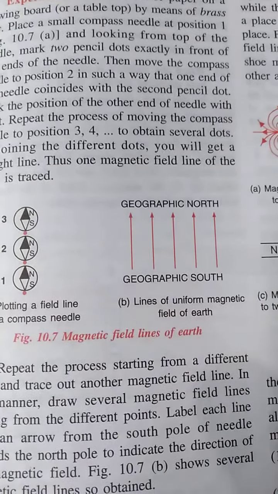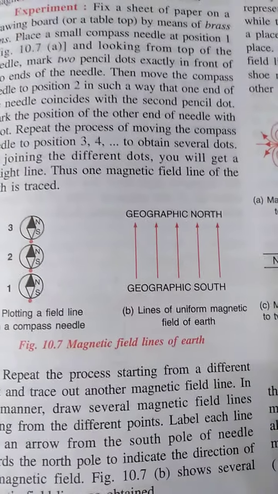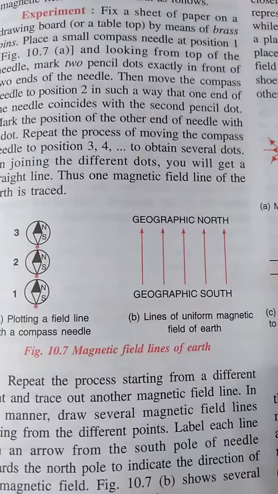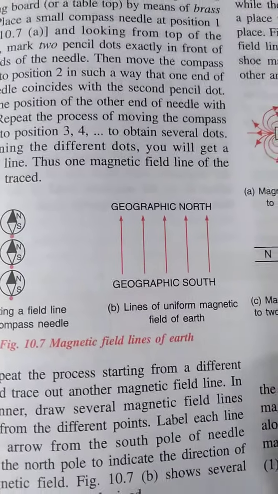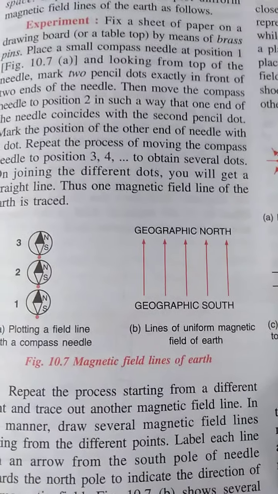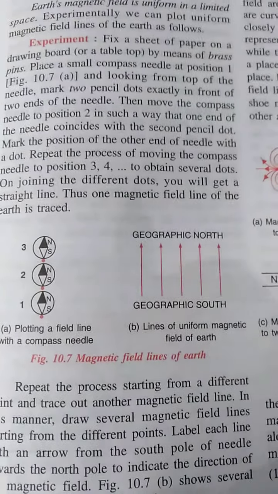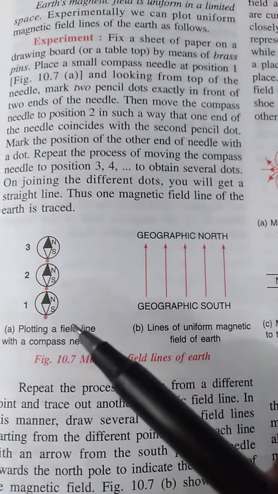Hello students, today we are going to start the third part of the chapter on magnetism, and in this video we will see how to plot a uniform magnetic field and obtain the neutral points. Let us start with the Earth's magnetic field.